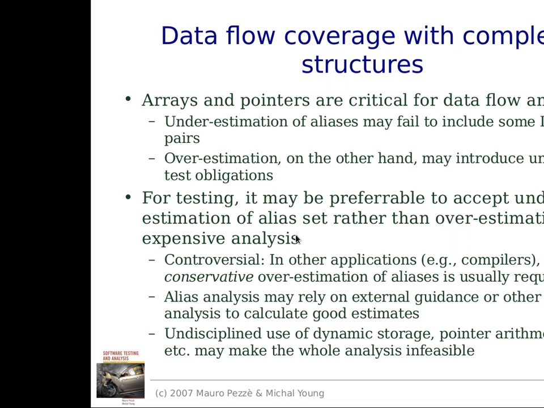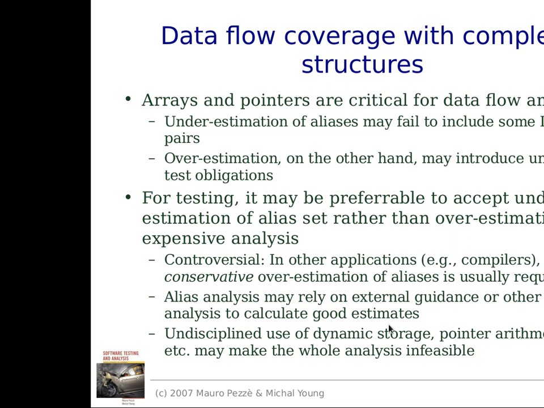It may be preferable to accept underestimation of aliases, because in reality, when you're looking at this from a test suite perspective, you're just trying to come up with additional test cases to improve your confidence that your code is working to the quality that you desire. So you may be able to underestimate rather than overestimate, but this can be different if you have a compiler, which needs to be correct. Then conservative overestimation is usually required. So that kind of limits what the compiler can actually produce in the end.